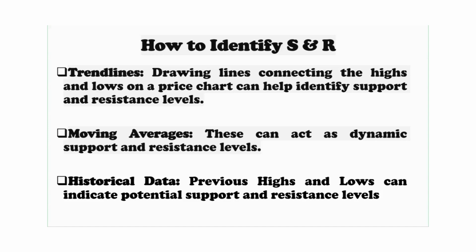This also gives a measure of where the support and resistance levels actually are. And then historical data. Most people use this historical data. Previous highs and lows can indicate the potential support and resistance levels. Some people use a combination of all three things for their trading.